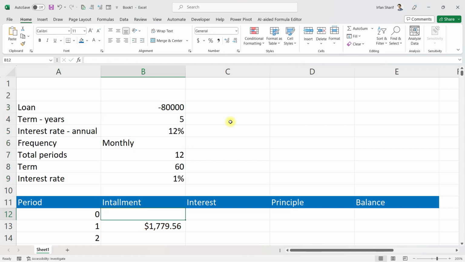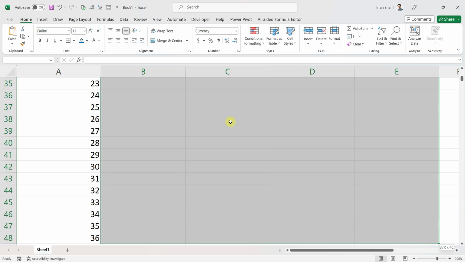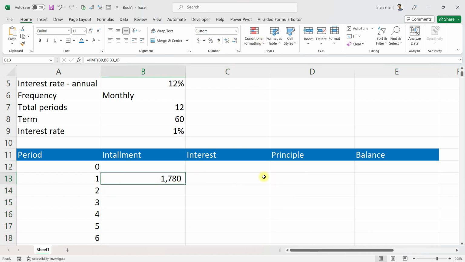Now before I move forward, I would like to format this complete schedule properly. So I will select all these cells and I would say please make them a number format with a comma separator and no decimal. Now this complete table has been adjusted for this format.